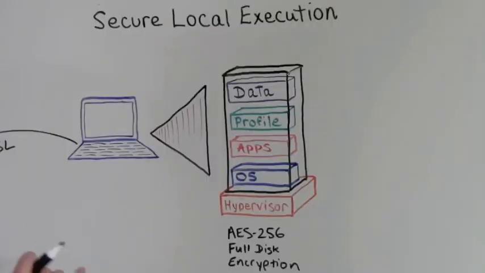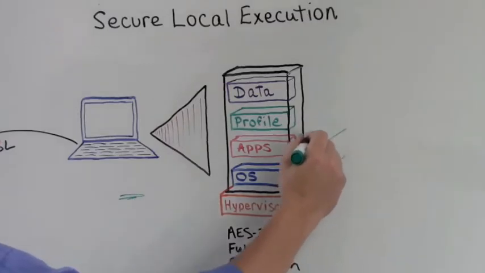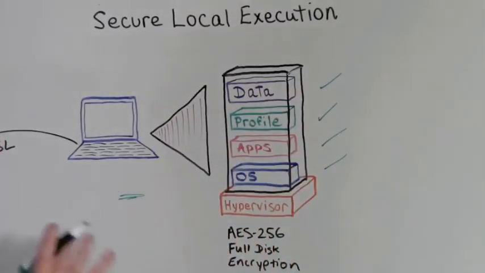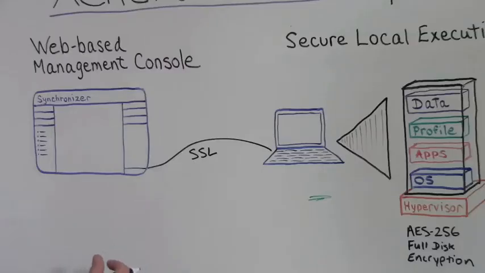Let's take a look at how local execution works. Here we have a Type 1 client hypervisor that's running on the user's PC. That's right, this is literally running on the end user's machine. The OS, the apps, the user's profile, and their data are all here so that when the user unplugs to disconnect from the network, it just keeps working. And it's completely secure with AES 256-bit full disk encryption. But there's a lot more to it than that.